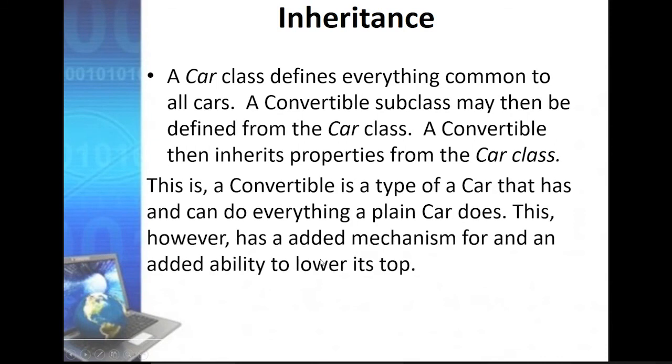Okay, so this is a convertible. Let's go back to the convertible. A convertible is a type of car that can do everything a plain car does, however, it has an added mechanism. So it can do everything the parents can do, but it has an exception that only it has, and not its other siblings. Clear? Do you understand inheritance now?